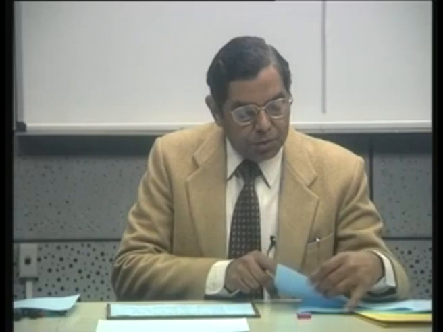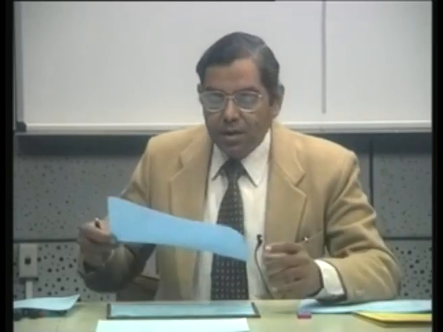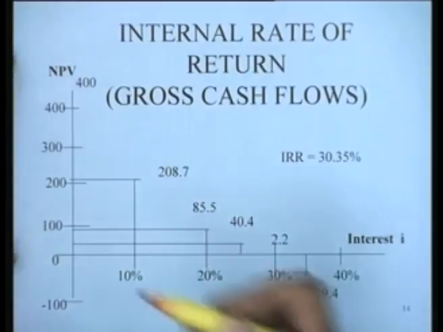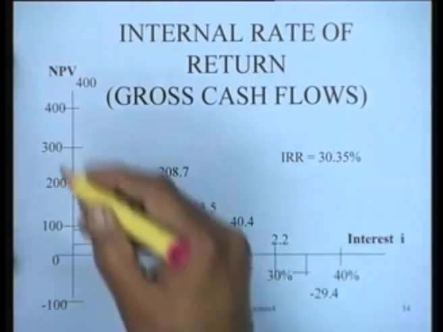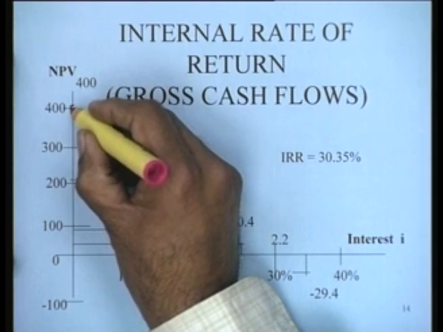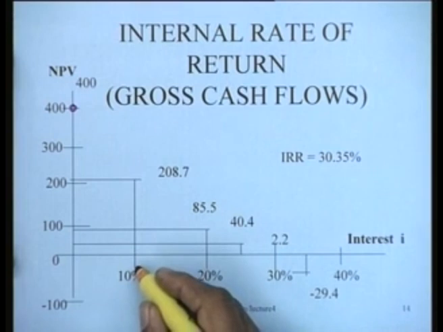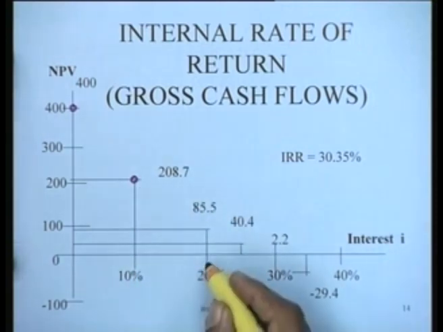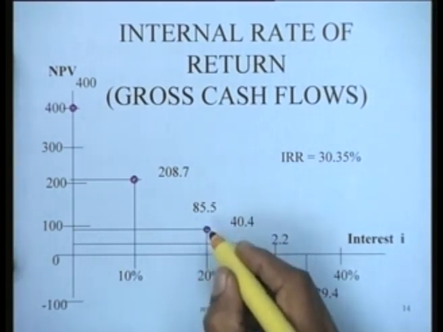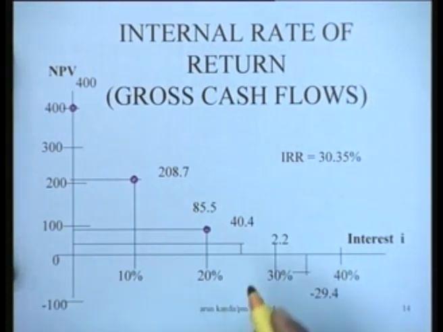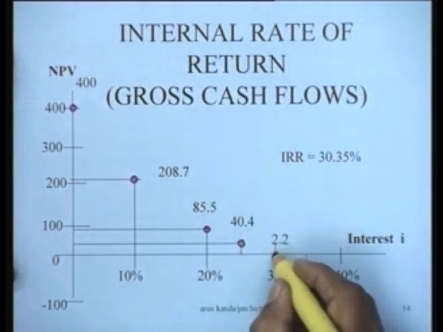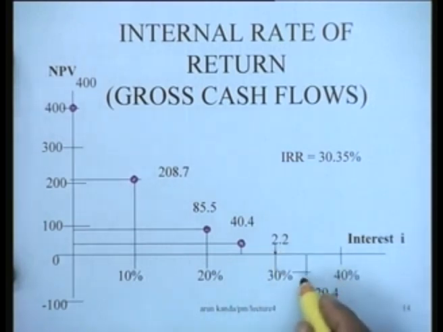If we were to now compute the internal rate of return, we can summarize these results like this. We plot the net present value versus the interest rate. We started off with a value of 400, and then for an interest rate of 10% we got an NPV of 208.7. For an interest rate of 20% we got an NPV of 85.5. For an interest rate of 25% we got this value, and a value of 2.2, very close to 0, at 30%, and at 35% we got a value of minus 29.4, which was somewhere here.